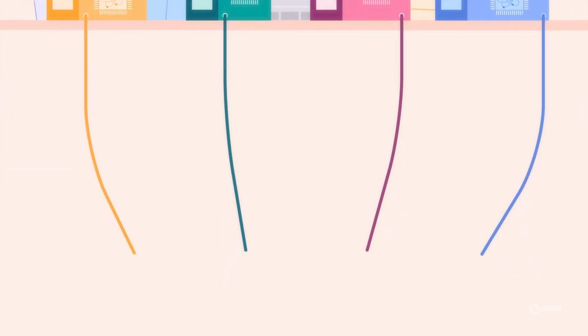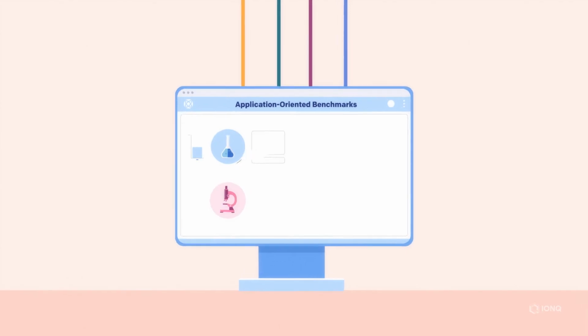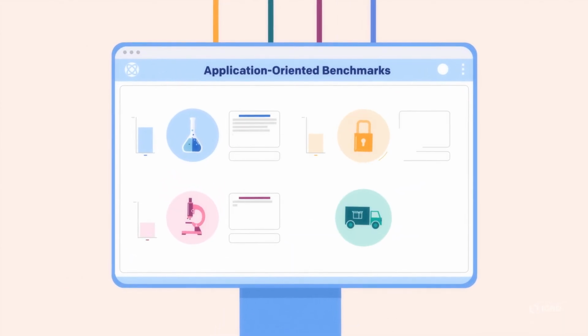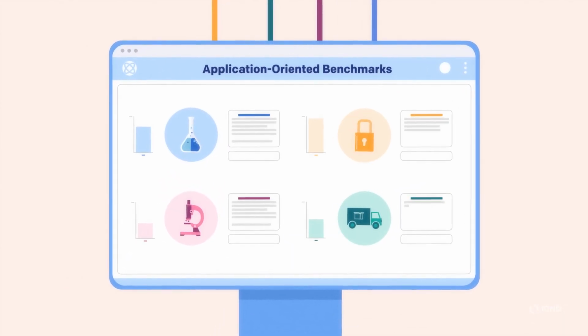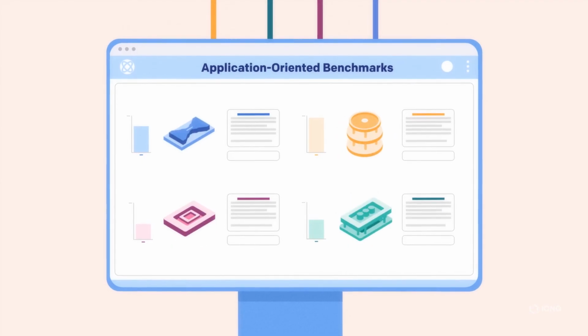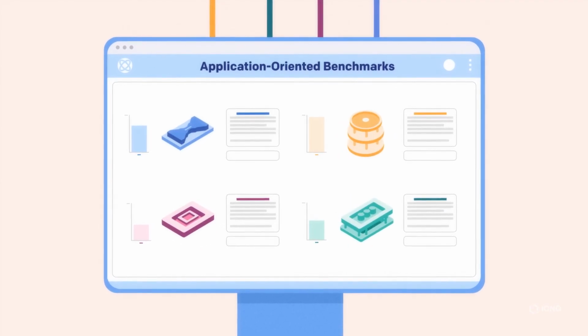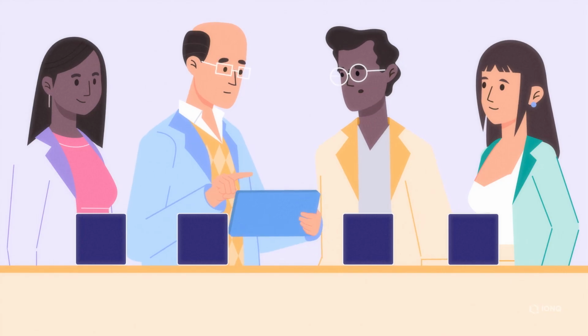This approach for measuring the performance of application-oriented benchmarks is based on real-world algorithms that solve real-world problems, and that's the best way to know which quantum computer is right for you. In the meantime, here's what you should consider.